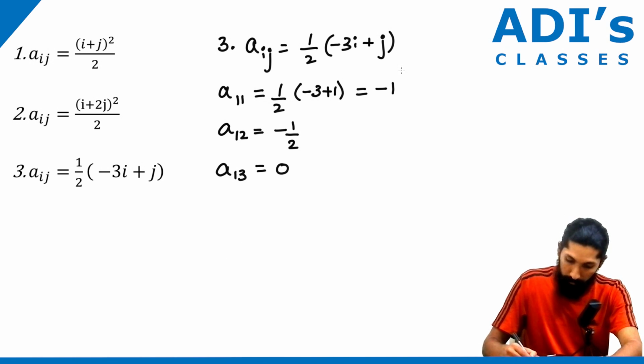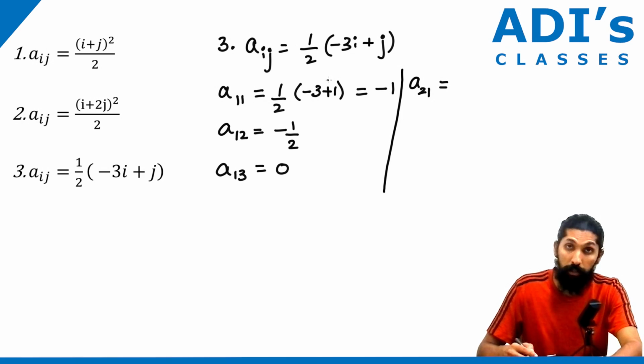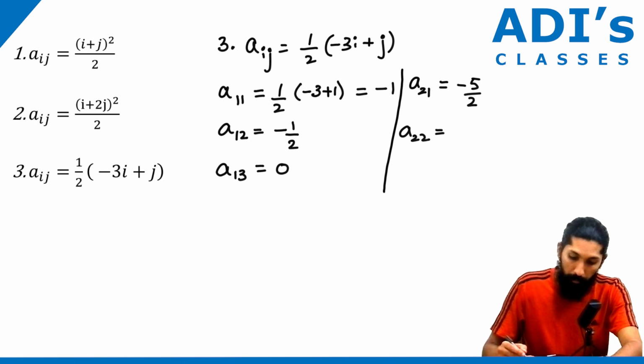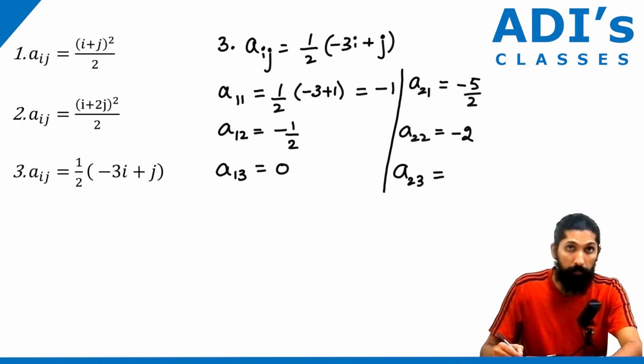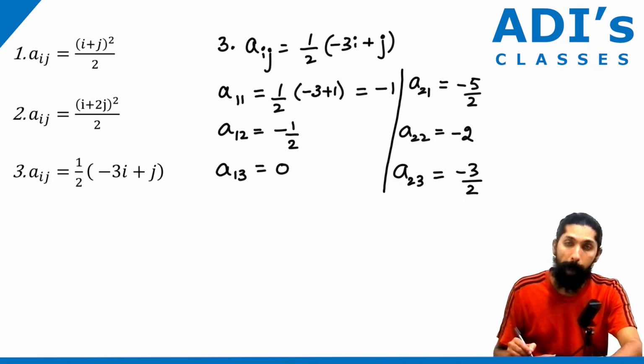The next one will write A21. So A21 is going to become minus 6 plus 1, minus 5 by 2. Next, A22 is going to become minus 6 plus 2. Minus 6 plus 2 is minus 4. Minus 4 by 2 is equal to minus 2. A23 is going to become minus 6 plus 3. Minus 6 plus 3 is minus 3. Minus 3 by 2. Alright.